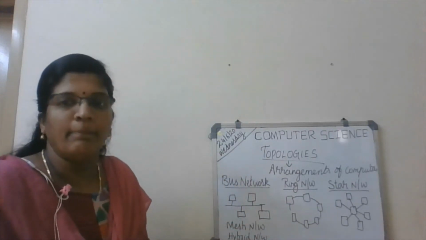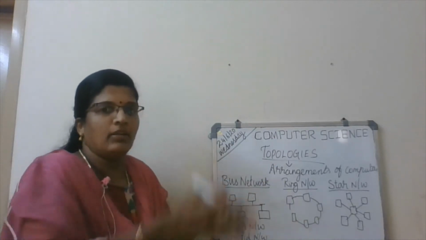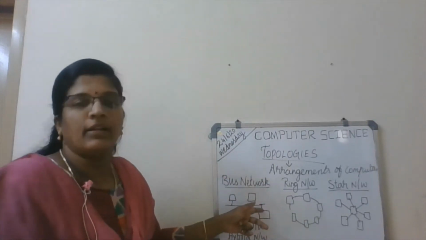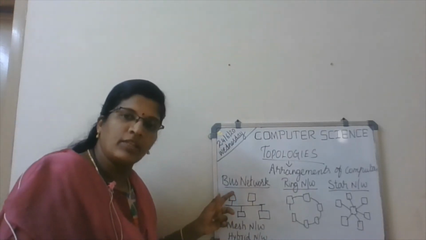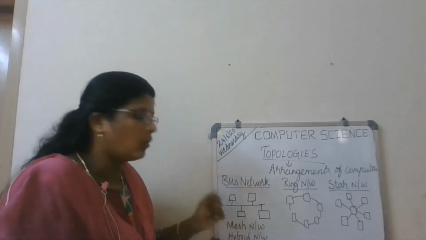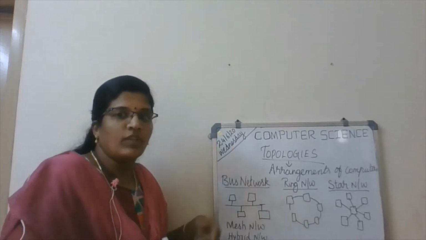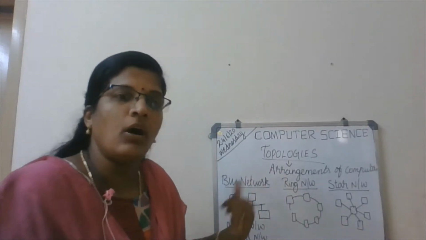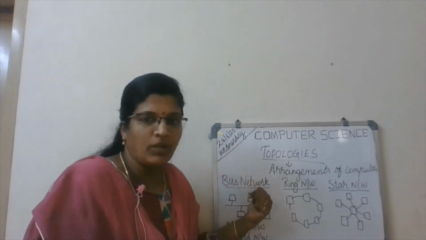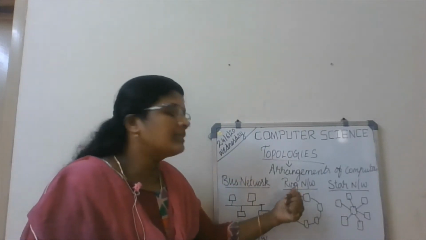The first one is a bus network. It's like a single line. There is a single Ethernet cable which sends communication both ways. You can see the top computers are connected, and the bottom also computers are connected. If the computers are connected in a single line, it is called bus topology, or we can call it bus network.